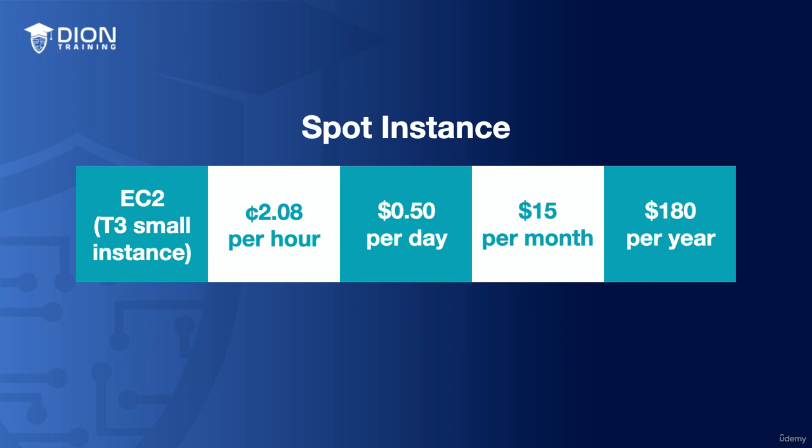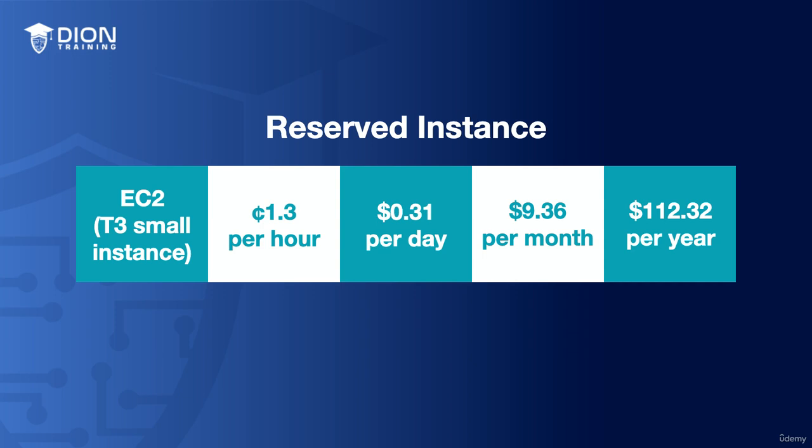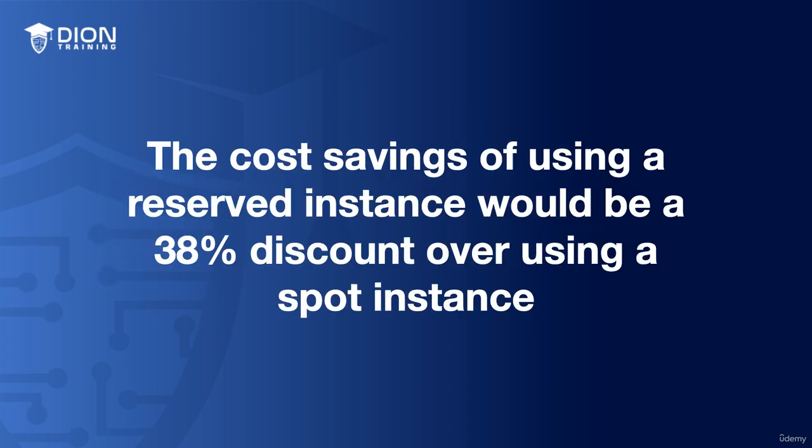Conversely, if I knew I was going to run the same EC2 T3 small instance every day for a year, I can instead purchase that using a reserved instance. Under the AWS EC2 T3 small instance pricing model, I would pay only 1.3 cents per hour, which is about 31 cents per day, or about $9.36 per month, or about $112.32 per year, regardless of whether we ran it for the entire year or just part of the year. So you can see that on the entire year basis, this cost savings of using a reserved instance would be a 38% discount over using the spot instance, but we are charged for the entire year regardless of how much or how little we actually use it.